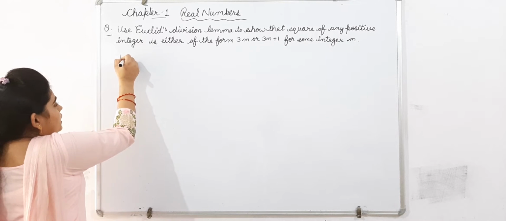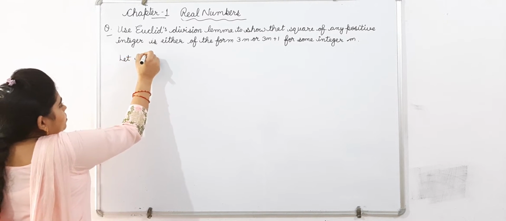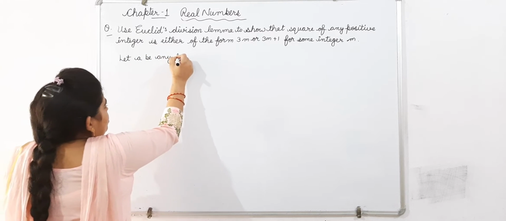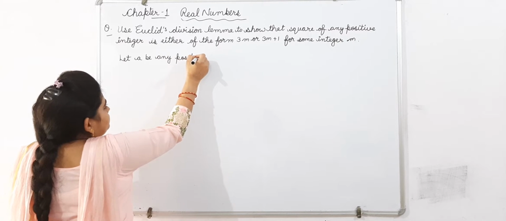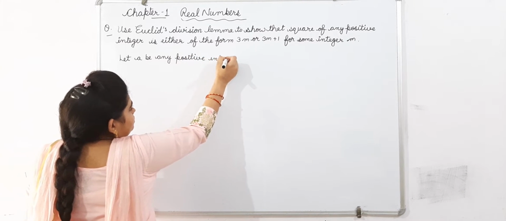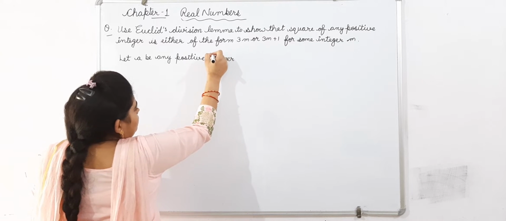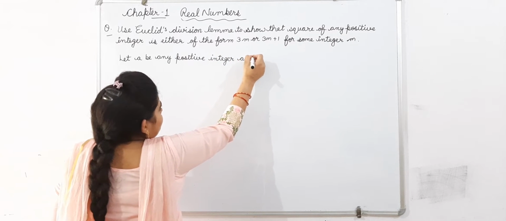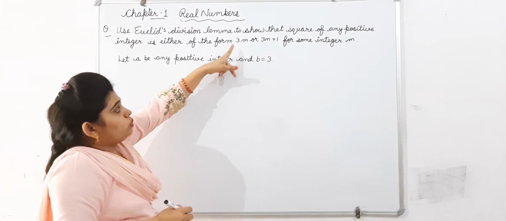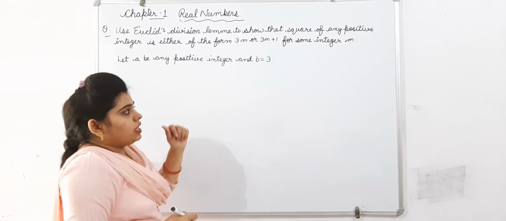Then what we will consider: let a be any positive integer. What we have to take? Positive integer, and b is equal to 3. We choose b according to the number which is given in the statement.